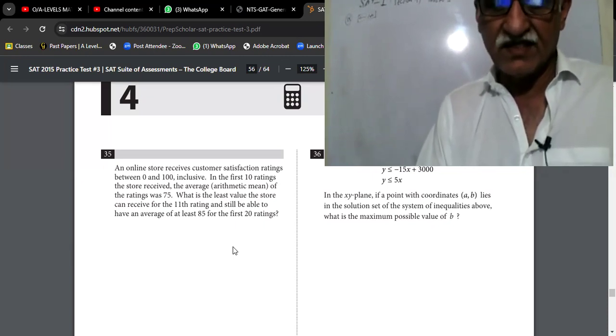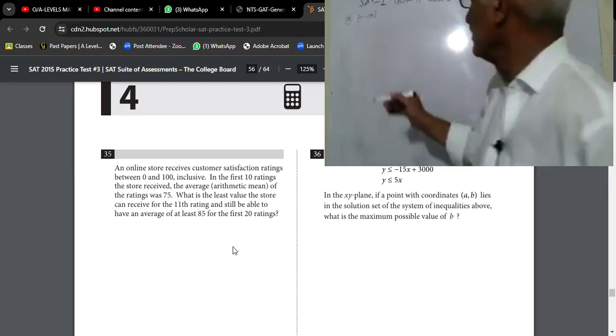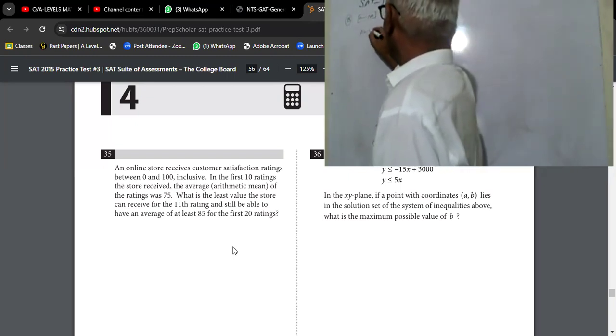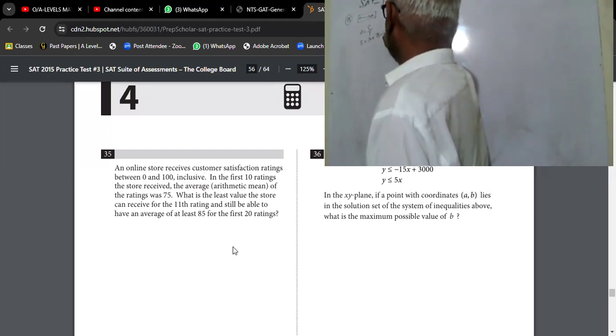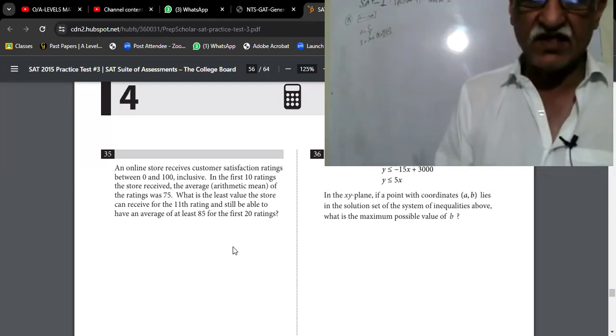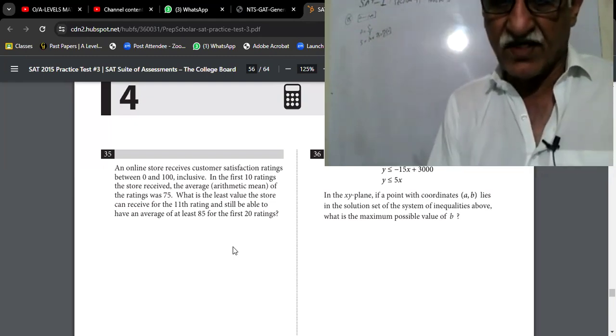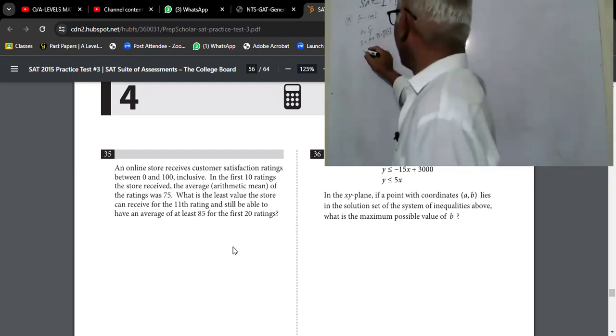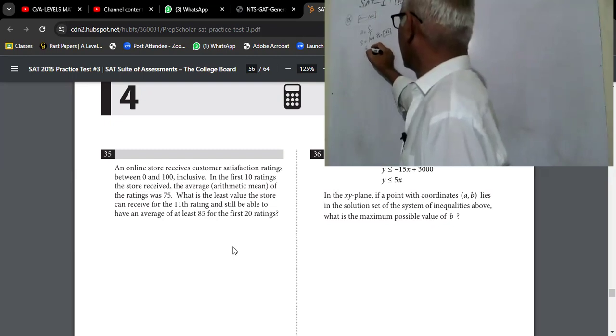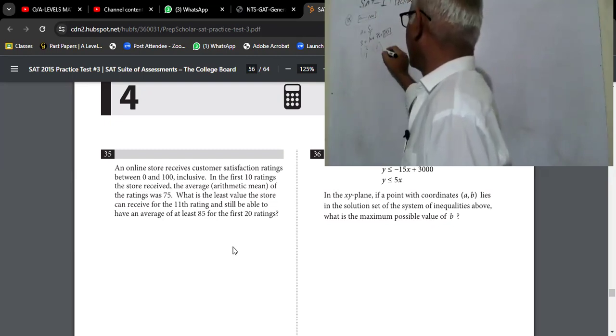In the first 10 ratings, the store received an average arithmetic mean rating of 75. Arithmetic mean is the average, sum over total. So the sum is equal to 10 times 75, so the total is 750. What is the value of the store's 11th rating? So we are finding the 11th term that is going to be calculated there.